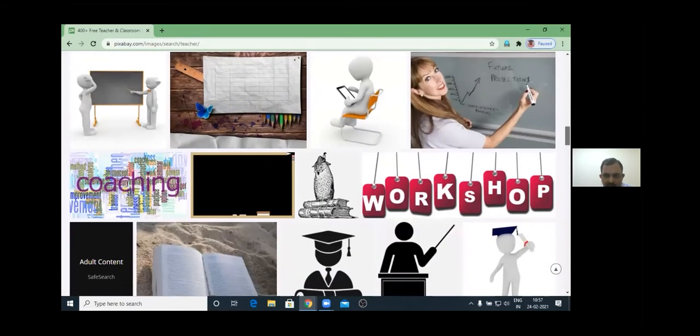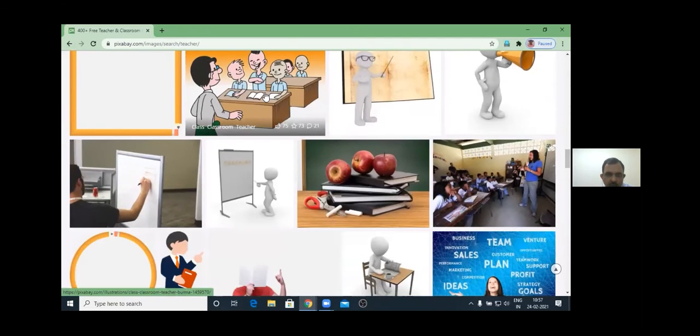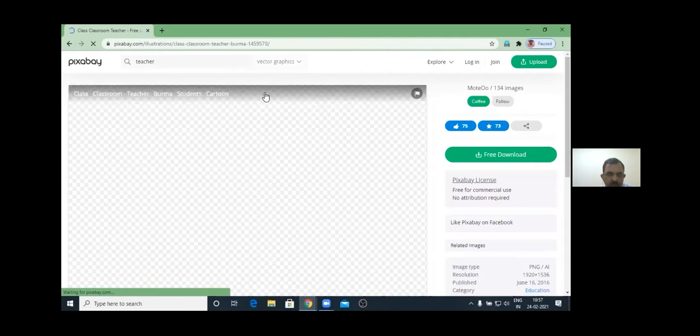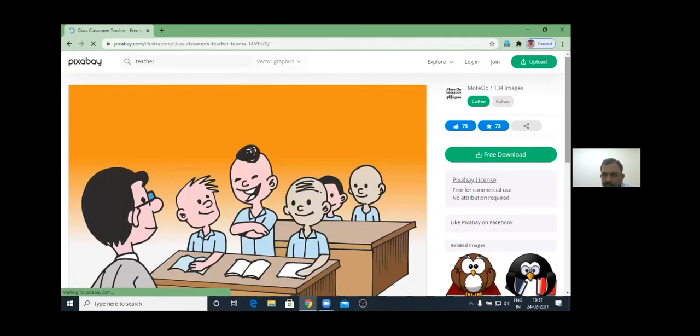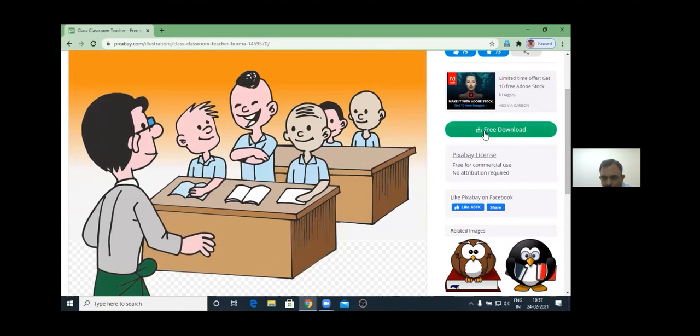You can identify the image. You can download the image. There are multiple. Suppose I want to use this image, so I will click here. When I click here, see on the right side what has been written: free download, free for commercial use, no attribution required. So this means the image creator has not even asked you to give the credit. But my suggestion is always give the credit.